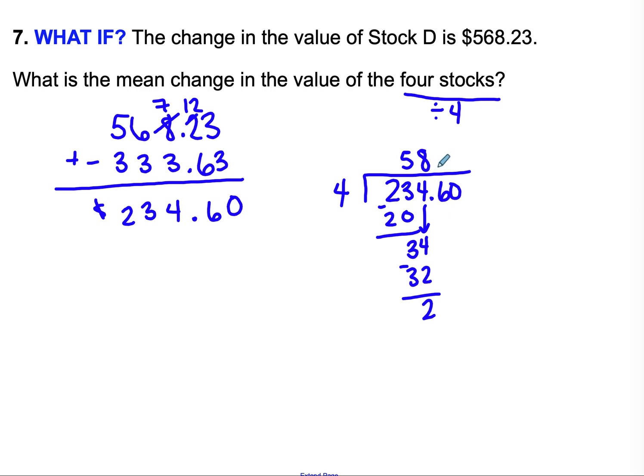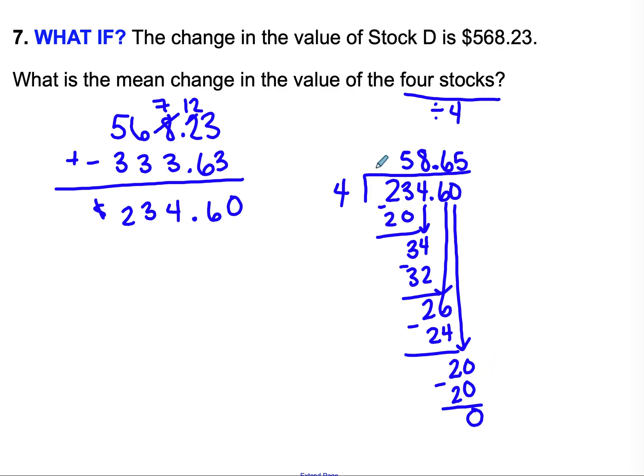We're going to bring that decimal straight up. I'm going to bring the 6 down. 4 goes into 26 6 times. 6 times 4 is 24. Okay, 26 minus 24 is 2. Bring down that last number. 5 times 4 is 20. We've got 0. Story problems always need a label.